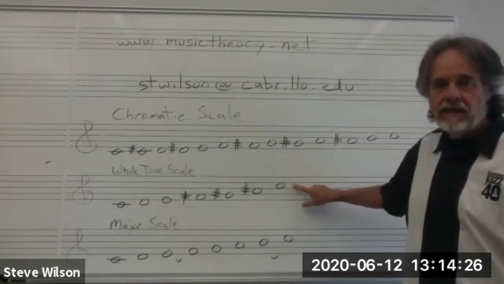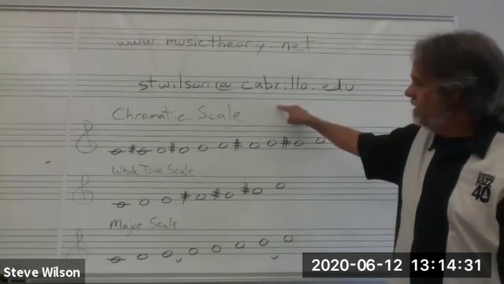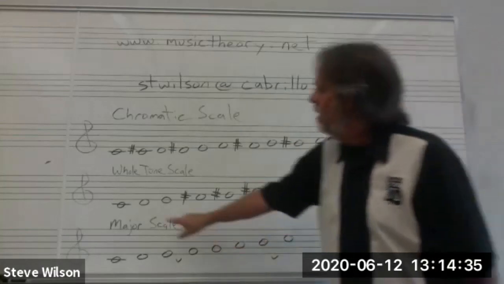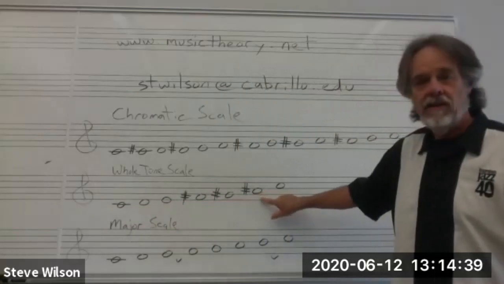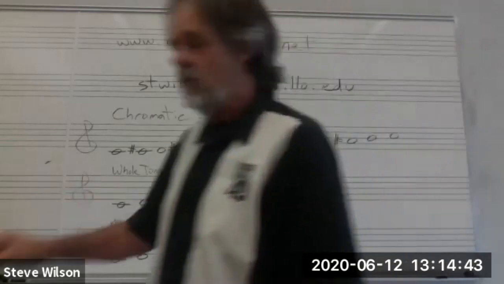And we span the octave with 6 notes instead of with 12 notes. Makes sense. Half steps, whole steps, 12, 6. So 1, 2, 3, 4, 5, 6, and then we're back at the octave. So let me play the whole tone scale.